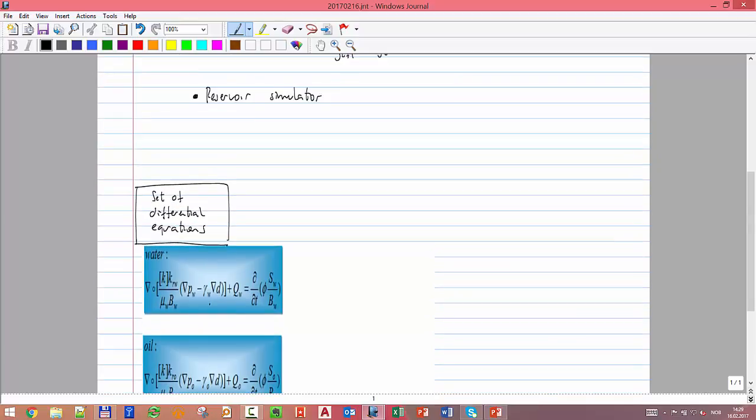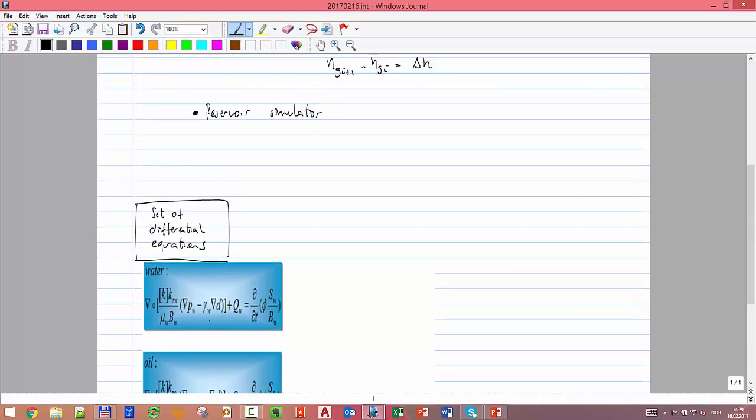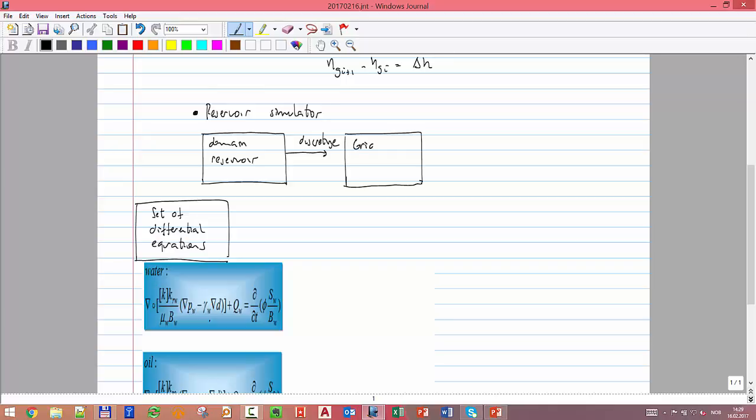So you have a certain set of differential equations, and also you have a certain domain, that is the reservoir volume. So the idea is first, you have a certain reservoir domain. Then you want to discretize it and create a set of sub-volumes. The whole domain, you discretize it and make it a collection of very small sub-volumes, and that's what we call the grid.